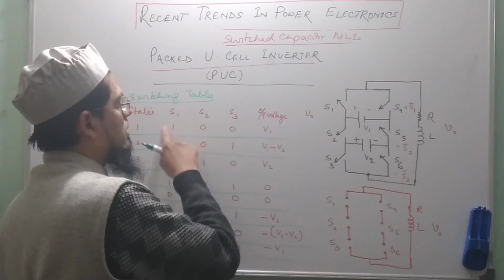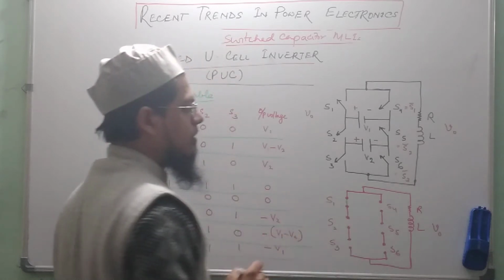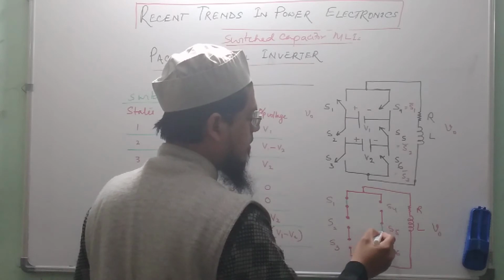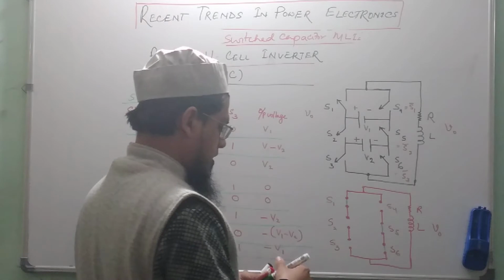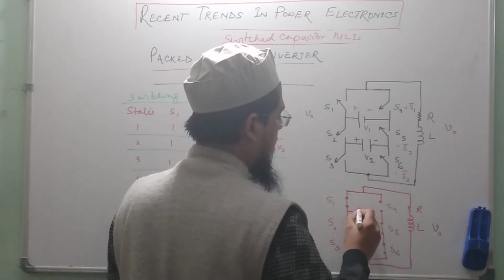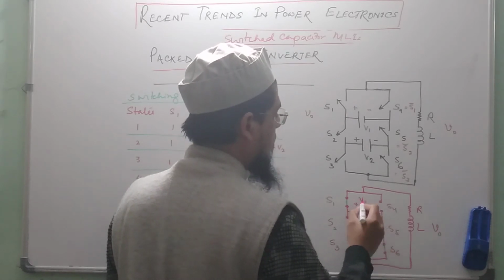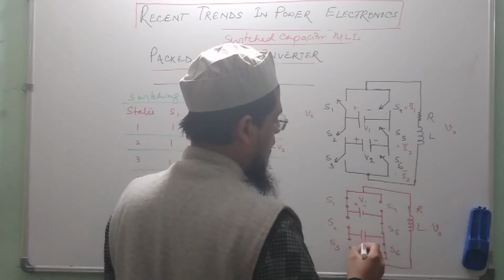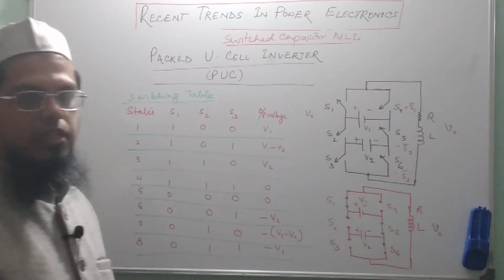In that state S1 is on, so I have to connect this. S1 is on, while S2 and S3 are off. That means S5 and S6 are turned on. And there is a battery here, plus and minus, and the voltage is V1 here, and there is a capacitor here which is actually disconnected from the circuit for this particular state.